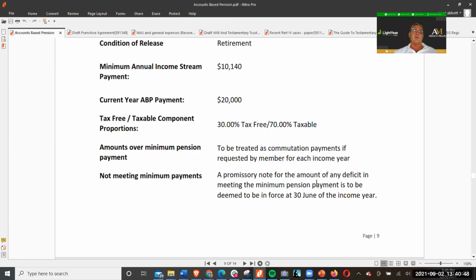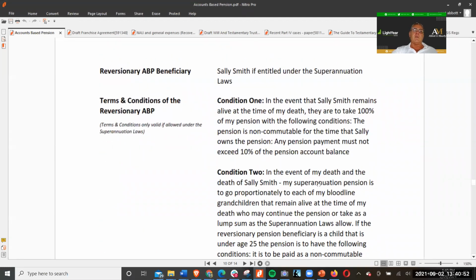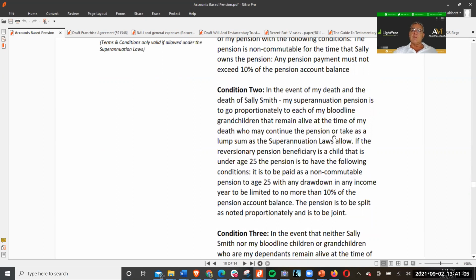And then we've got that promissory note that Mitch was talking about before. The ABP beneficiary is Sally Smith. You can see it just happens in the event that Sally Smith remains. All that wording that I had is sitting there. I haven't got time to go through it, but I want you to have a read of this because it gives you a good standard. I probably will pick up a bit more precedent. I might do a bit more work on it.